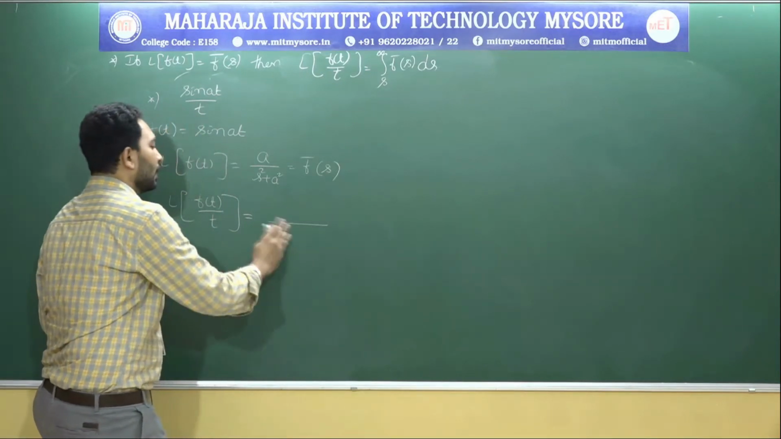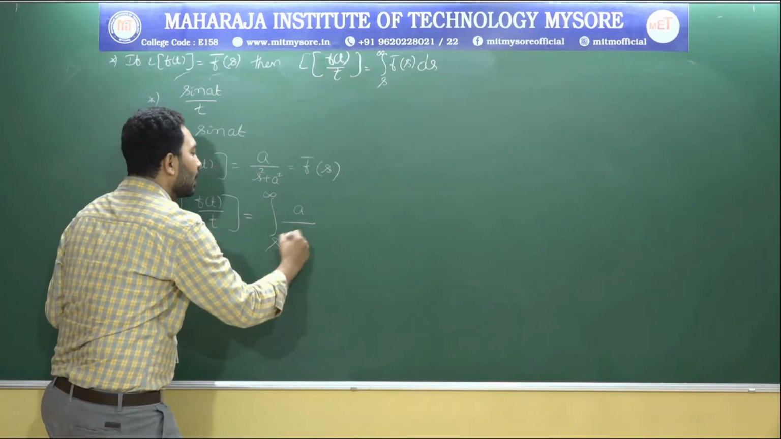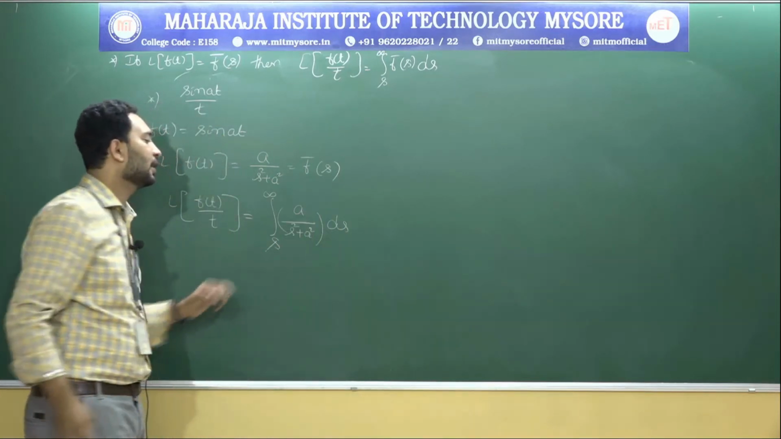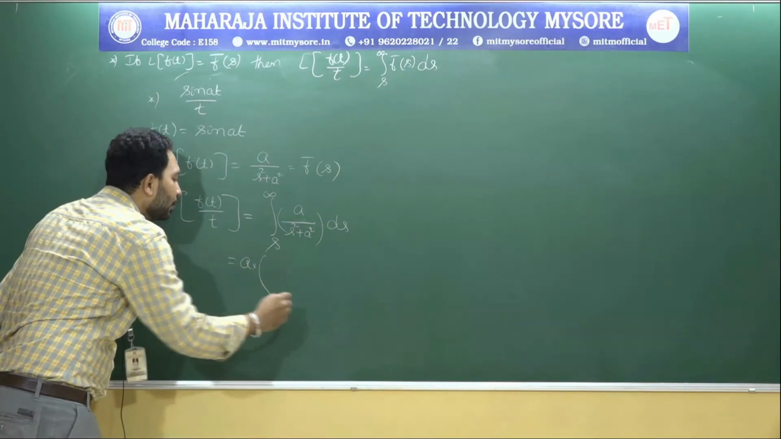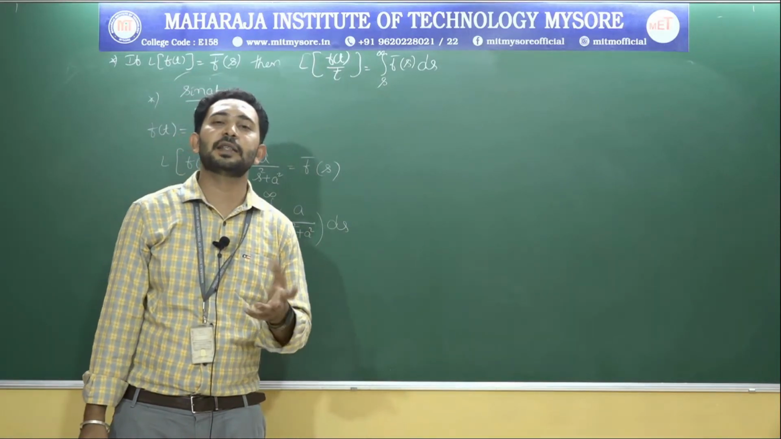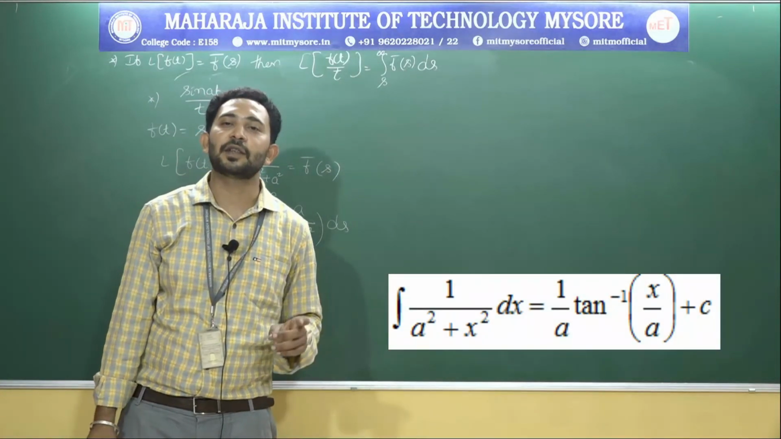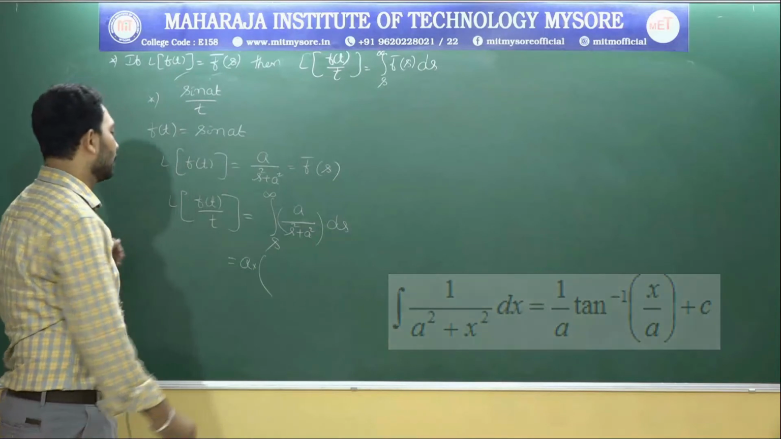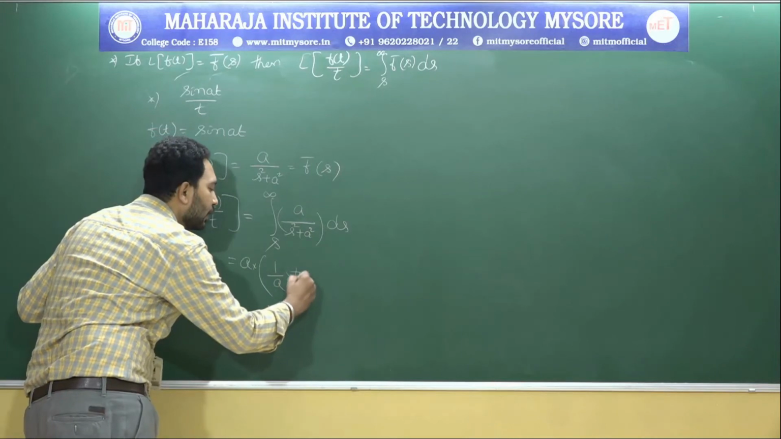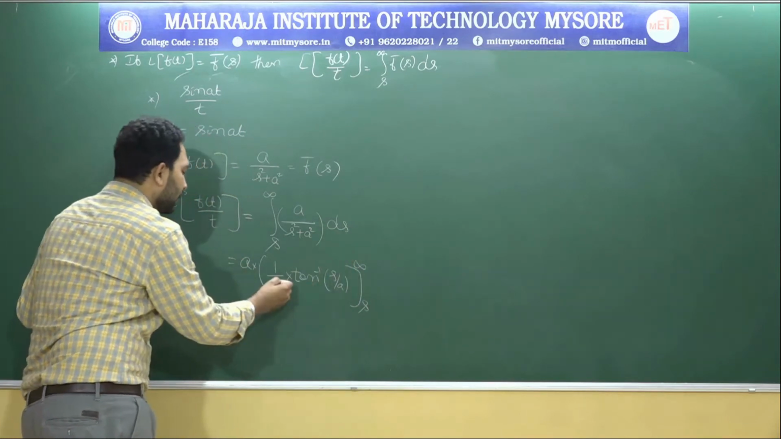We will get integration from s to infinity of a divided by s square plus a square, this is our f bar s, into ds. A is a constant, take it outside. What is the integration of 1 over a square plus s square? It is 1 by a into tan inverse of s by a, a standard result. So the integration of 1 over s square plus a square is 1 by a into tan inverse of s by a, with limits from s to infinity.